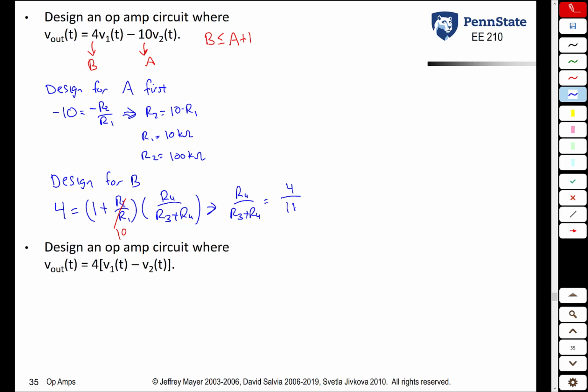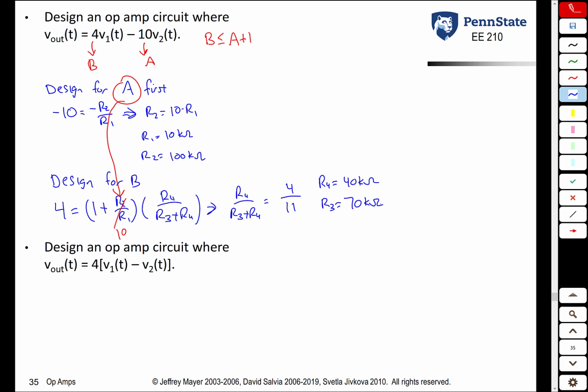This is why you want to design for A first, because what you choose for A is going to show up in your expression for B as well. So in this case, we want the ratio of R4 over R3 plus R4 to be 4/11. Once again, there are infinite number of solutions. A logical one would be setting R4 equal to 40 kiloohms and R3 equal to 70 kiloohms.